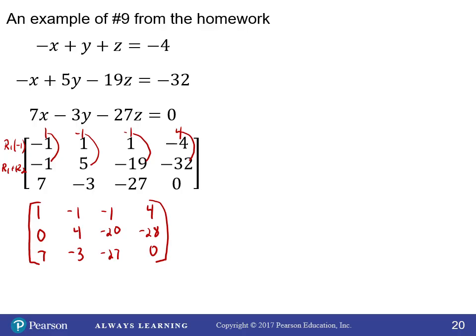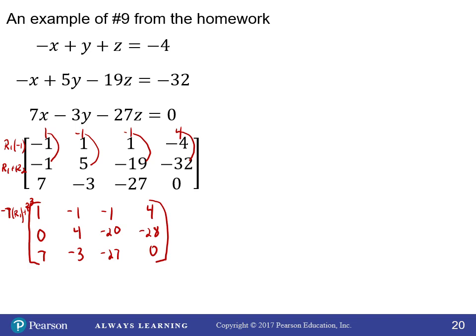Okay, so this one, again, the next place you want to get a 0 is this place right here. So I'm going to take my 1 and I'm going to multiply it by -7 so that when I add those rows, I'm going to end up with a 0. So I'm going to do -7 times row 1, and then I'm going to add it to row 3. So -7 times row 1.